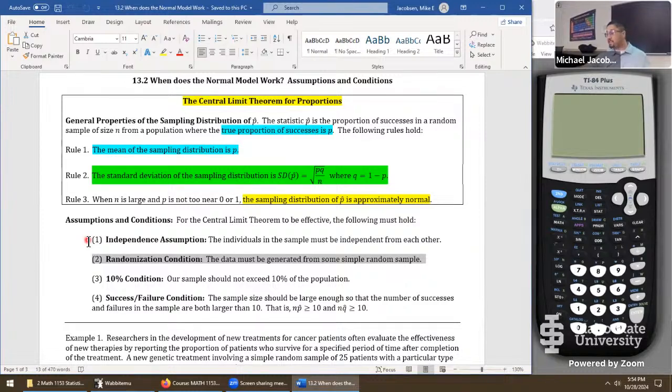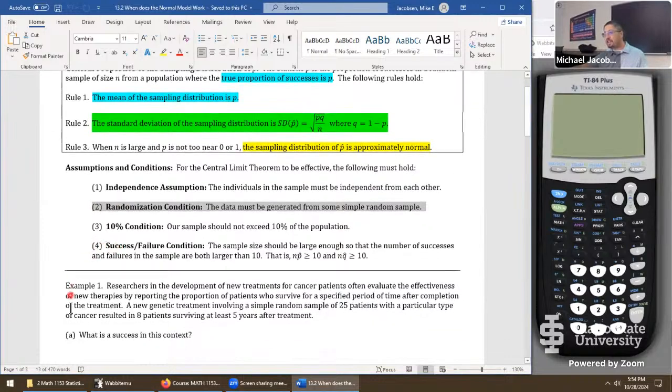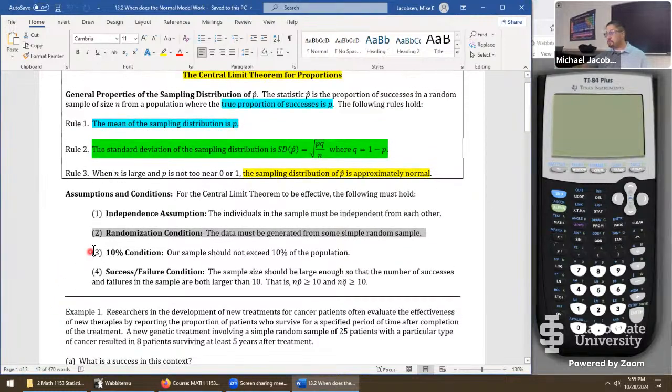tremendously with independence. So what about the randomization condition? You know what? That's something we can't really check either without buying the study and reading the whole thing. It's something we have to just take for granted on the write up. Either they're going to say it was a simple random sample, or they'll fail to say so, and we'll just go by the information in the problem. So we'll check that condition there.